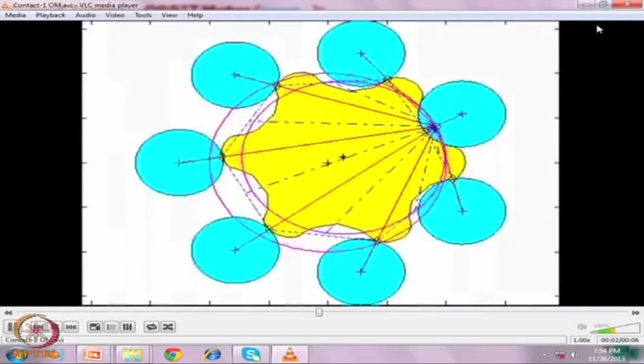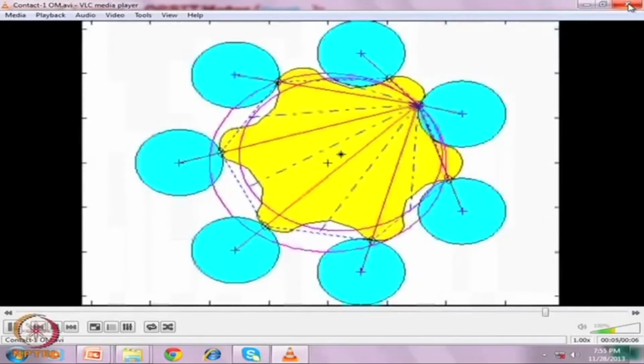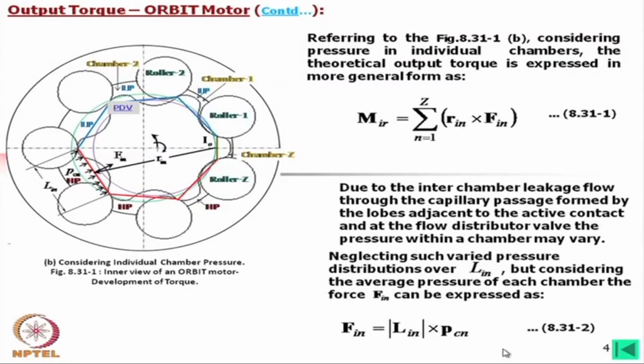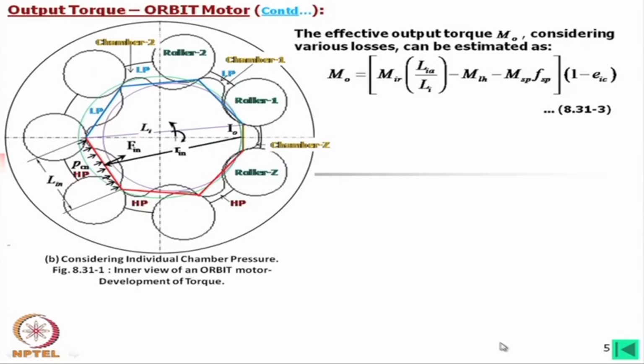We can define this distance and lengths in the vector form and we can do the vector multiplication. So, in that way torque can be calculated. Now, what we have calculated so far is the ideal torque output of such a machine.